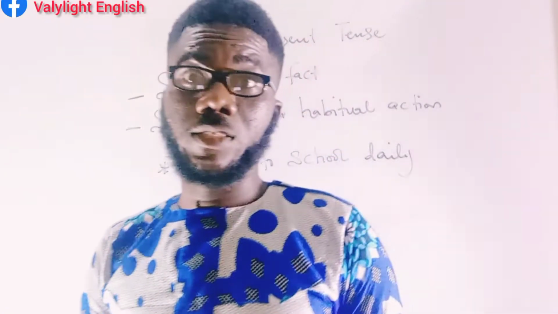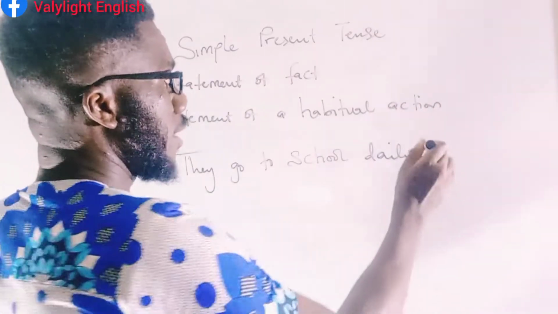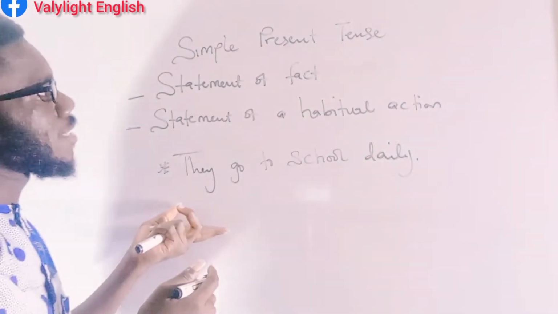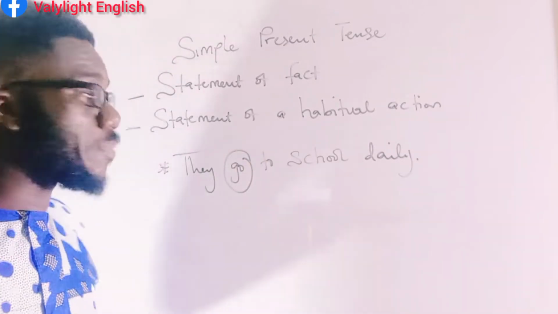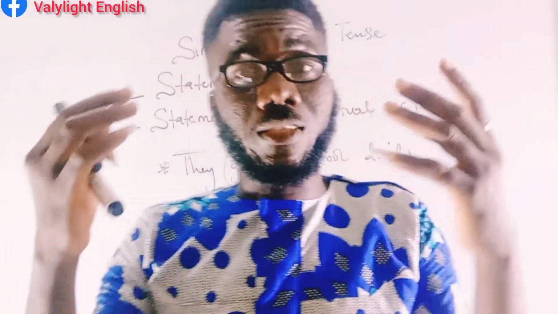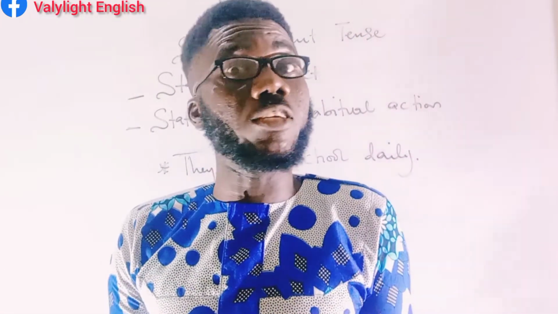Now consider the sentence that you have on the board. They go to school daily. This sentence is in the simple present tense form. And what actually makes it appear in the simple present tense form is this verb that we have here. This verb is in its root form. Whenever you make a sentence in the simple present tense form, the verb in that sentence is expected to be in its root form.